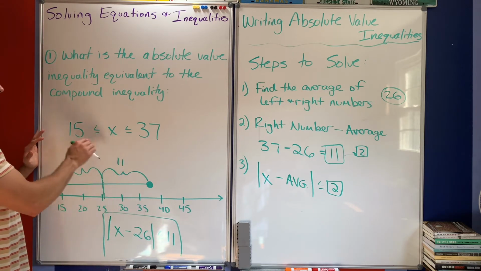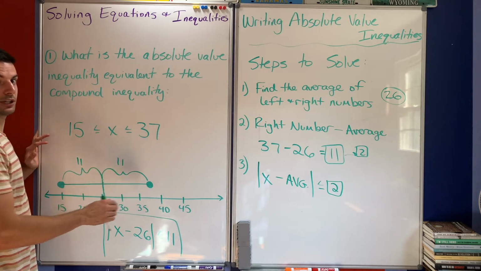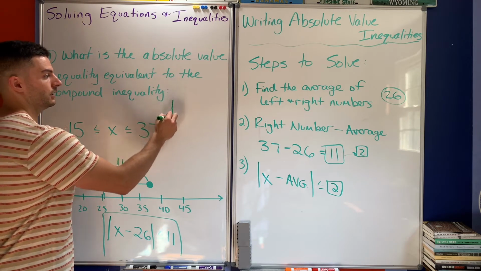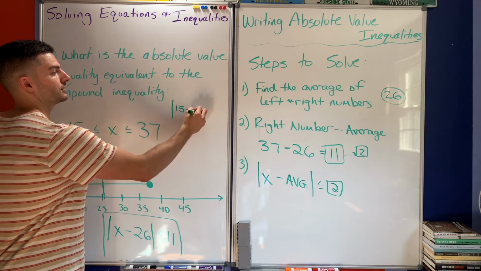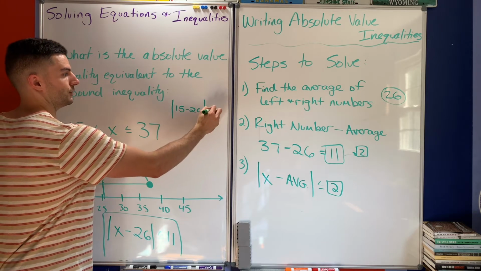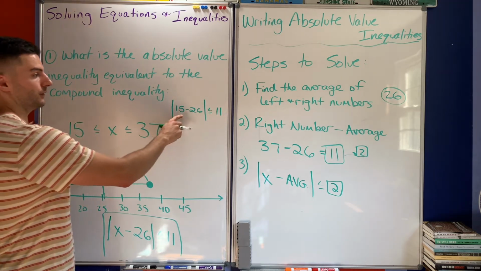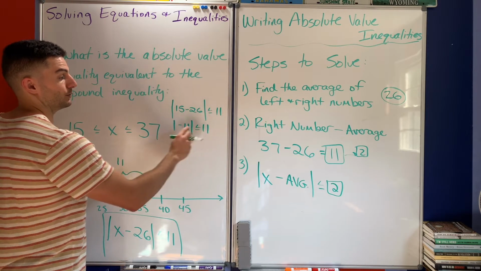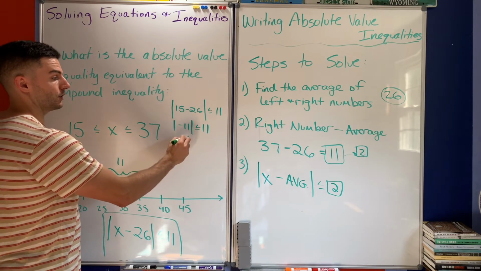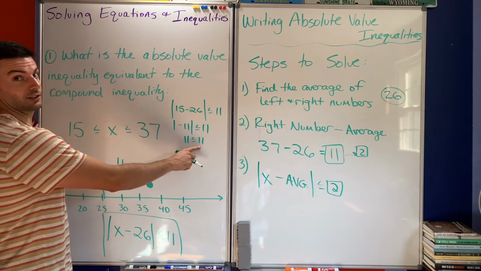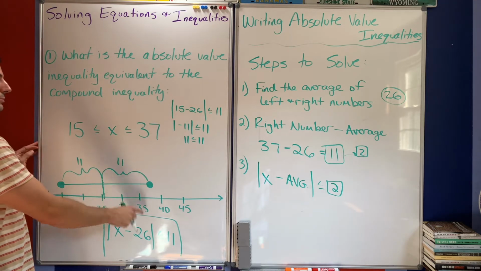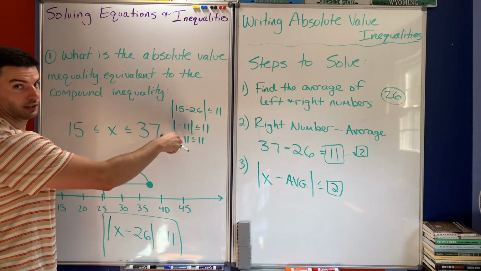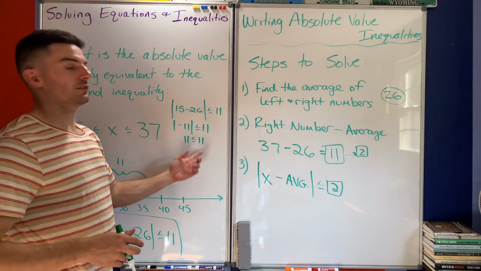Well, let's check. Let's plug in these values at least, and then I'll explain what the rest of the answer means. So if I plug in 15, I do 15 minus 26. That should be less than or equal to 11, right? And 15 minus 26 would be negative 11, and the absolute value of negative 11 is 11. So yes, 11 is less than or equal to 11. It's key that the equal to is there for this one. And then if I plugged in 37, it would be 37 minus 26 is positive 11. Then the absolute value of positive 11 is 11, and same thing.